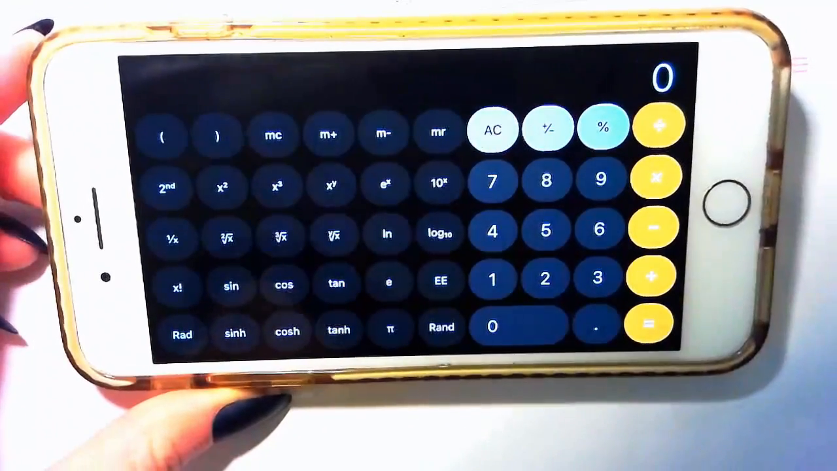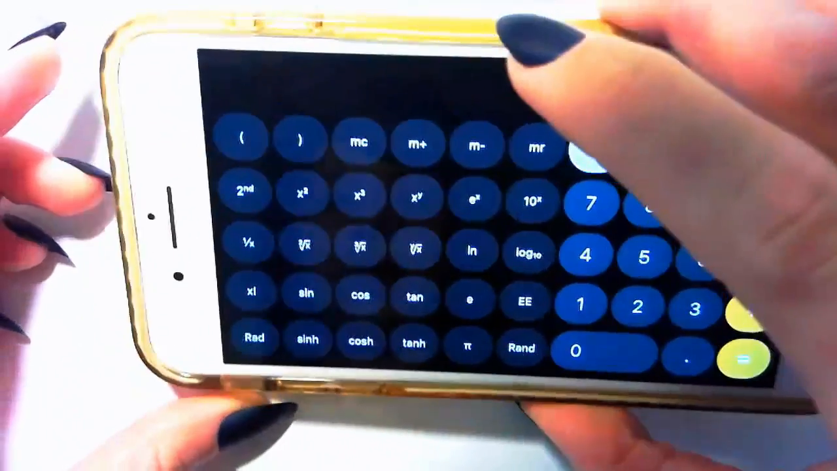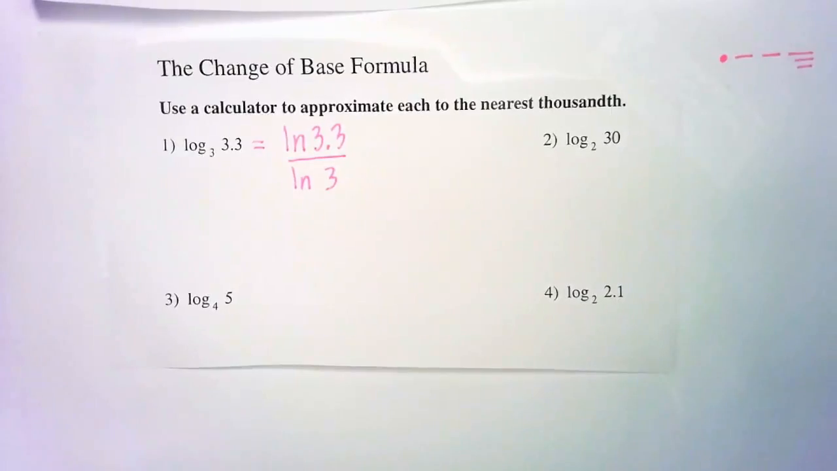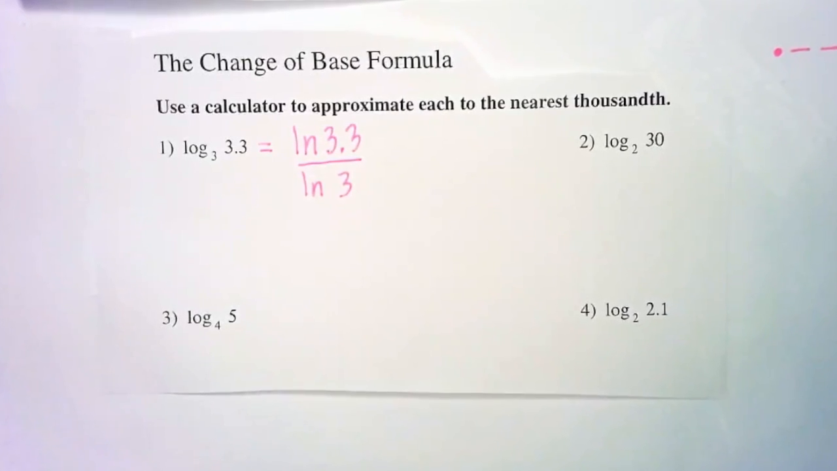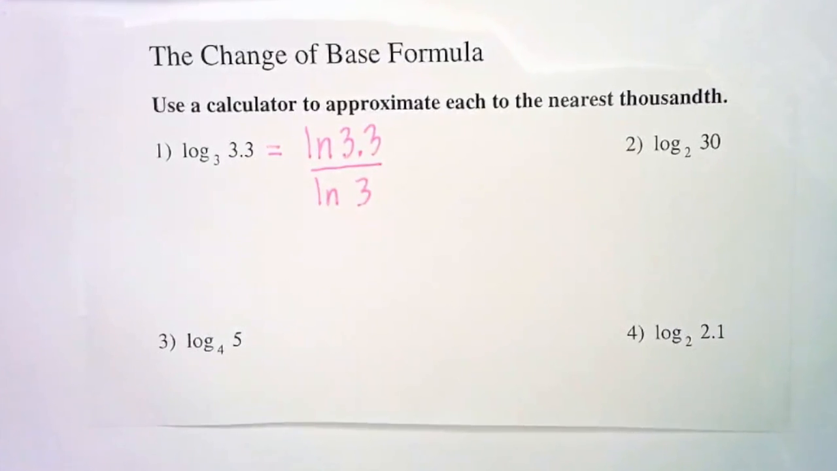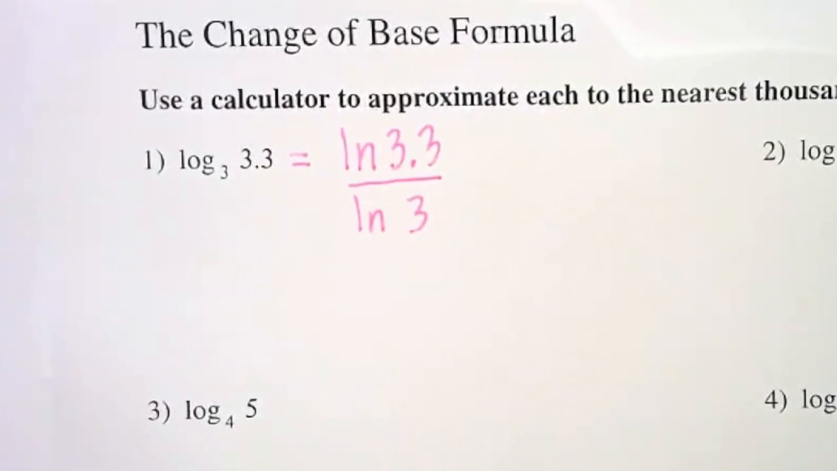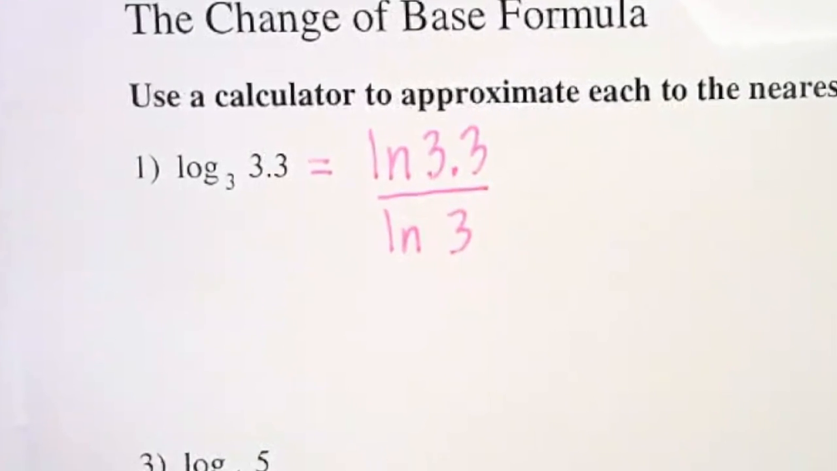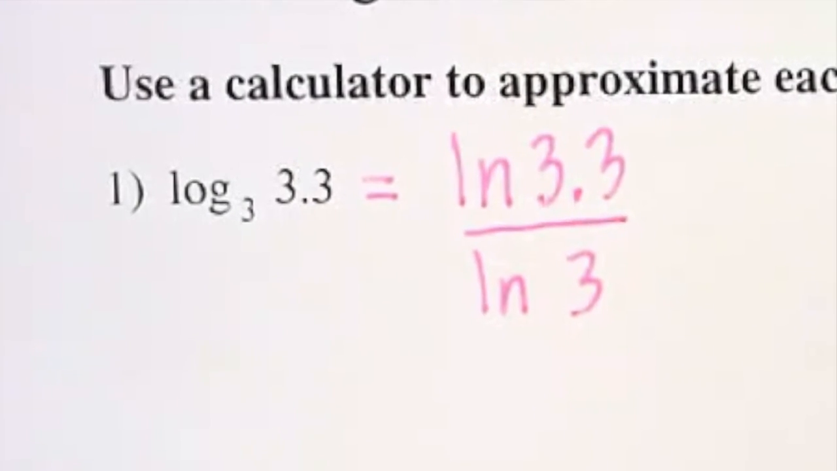When you use your phone calculator, you want it turned on its side so that you have all of the features. Now, the ln button is right over here. I'm going to use natural log for this question. Log base 3 of 3.3, I'll type in the ln of 3.3 divided by the ln of 3. Pay close attention. It's not as simple as you'd think all the time.